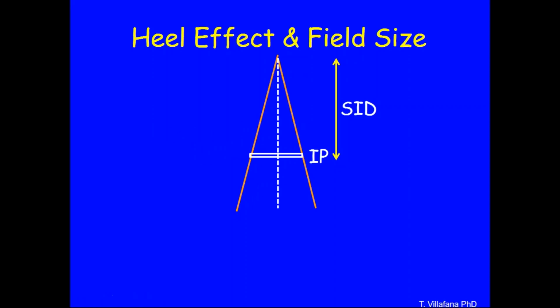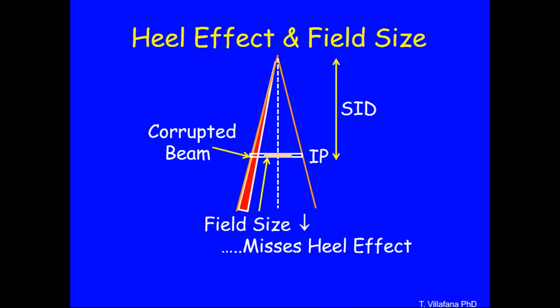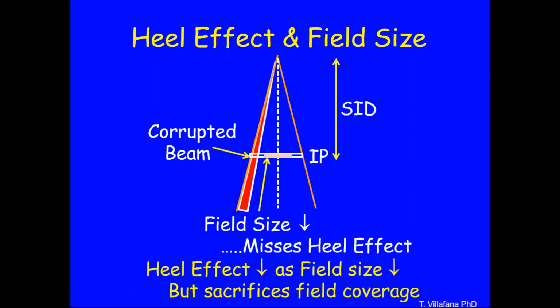If you go to a smaller field size, you see that a smaller field size, since it doesn't extend out to the periphery where the heel effect is, you've eliminated the heel effect. But now you've sacrificed image size. Typically, we don't like that. Which is the preferred way of doing it? By going to a larger SID.